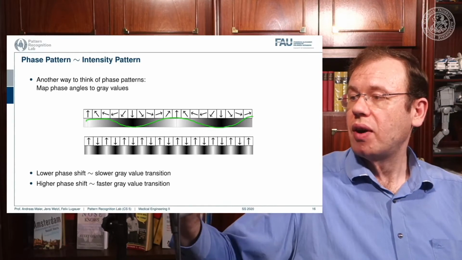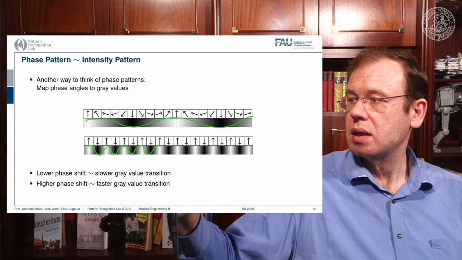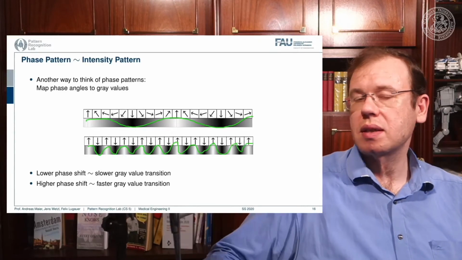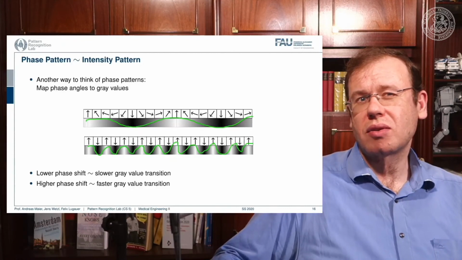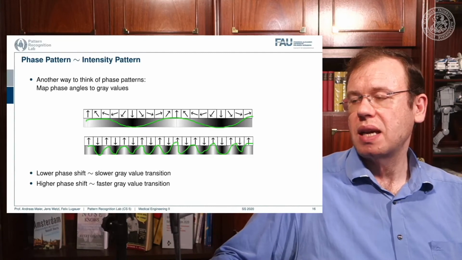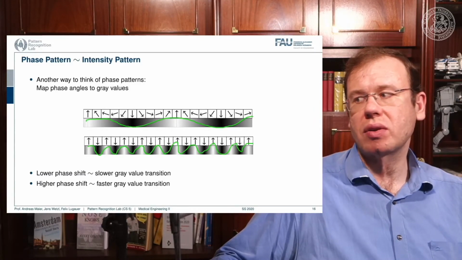And if I have a fast pitch, then I'm essentially getting such a kind of signal. So we get a sine wave with a very high frequency. This is interesting. Now we have these waves coming up here, but as intensity patterns. And if I have a lower phase shift, then I have a slower gray value transition. And if I have a higher phase shift, I have a stronger gray value transition.